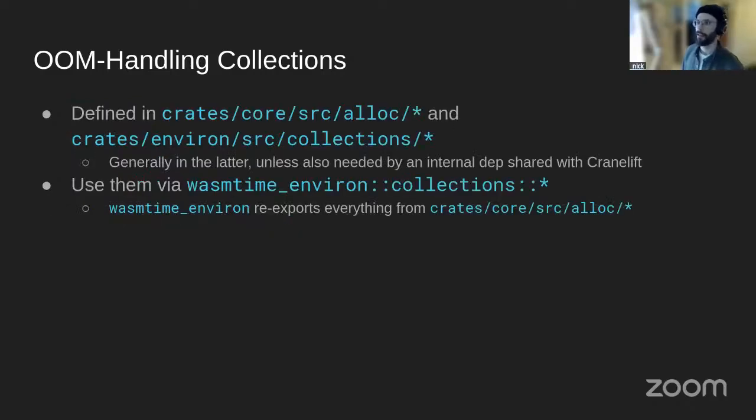All of this stuff is defined in two places, either crates/core/src/alloc or crates/environ/src/collections. Generally, things are in crates/environ/src/collections, but sometimes there's an internal dependency that is used both in Cranelift and Wasmtime, and that's the stuff that ends up in core. You can always use them via wasmtime_environ::collections because it re-exports everything from the core crate.